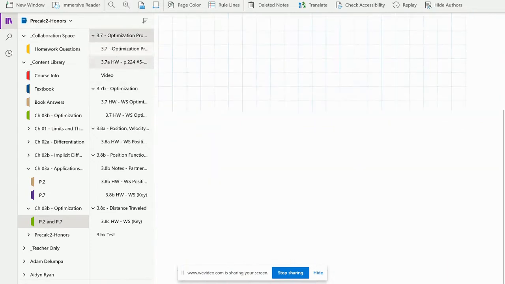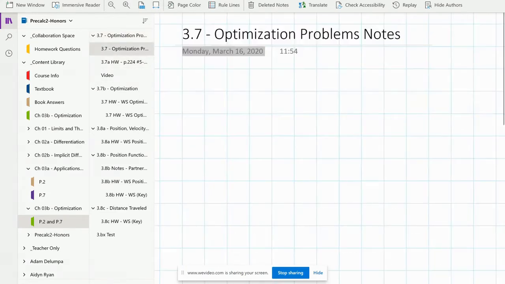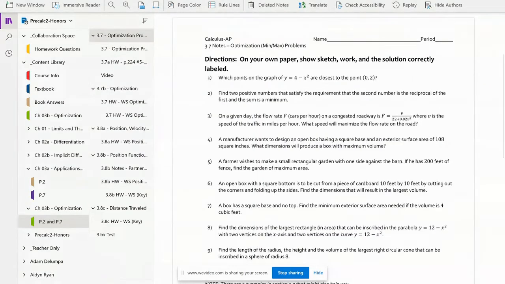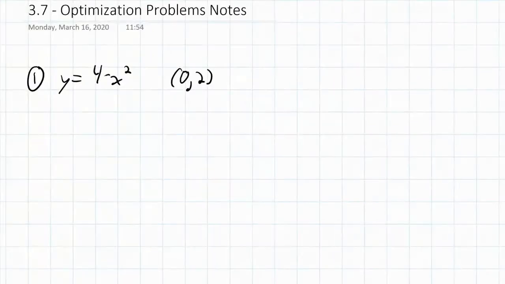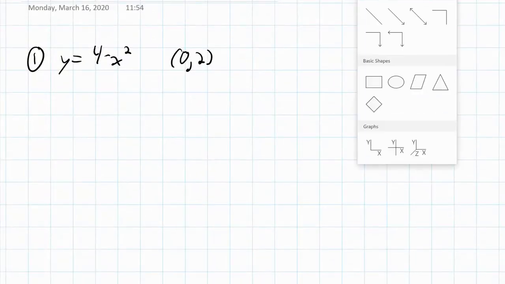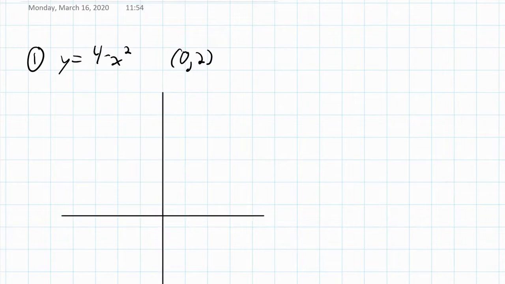So let me just kind of come back to this. This was y equals 4 minus x squared. So y is equal to 4 minus x squared, and it wants to know which points are closest to the point 0, 2. Okay, let's get a graph looking at 4 minus x squared just to get a sense of what we're talking about here.